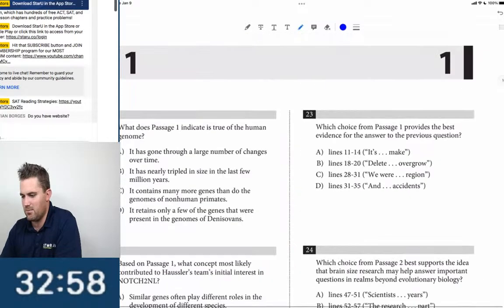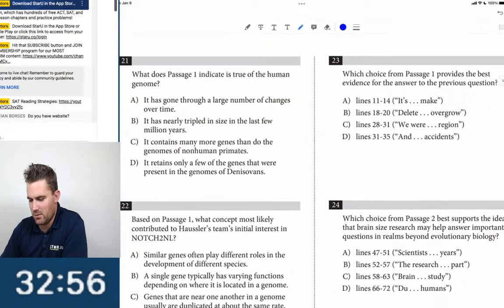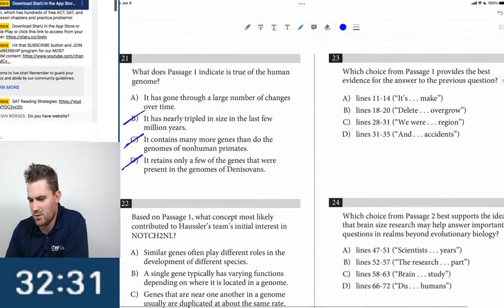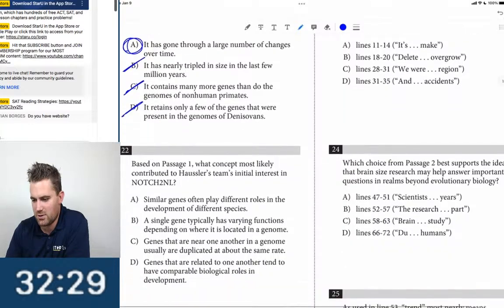Okay, so let's see. What does it indicate true of the human genome? It's gone through a large number of changes over time. Hopefully that was pretty clear, right, with 15 million times. So I think it could be A. It's nearly tripled in size in the last few million years. No, it was not until, that was when it started. It contains many more genes than the genomes of non-human. I don't think it's many more, right? It's 3. It retains only a few of the genes. No, it's not. I think it's A. It's gone through a large number of changes. 15 million, I think, was the number.